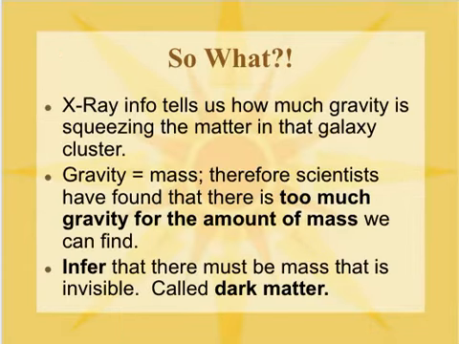And when we start to look at that X-ray information, what we see is that there's too many X-rays coming off for how much gravity should be there based on the mass. So there's too much gravity for how much mass we can find. And so then there must be some other mass, because mass causes gravity, right? So there must be some other mass there that we can't see, so they named it dark matter.